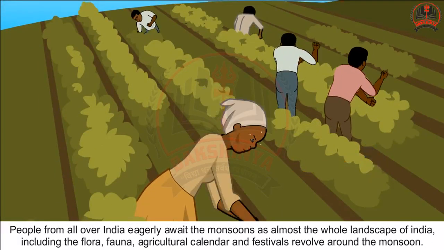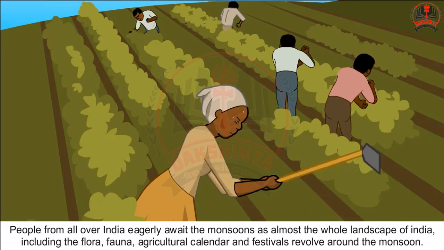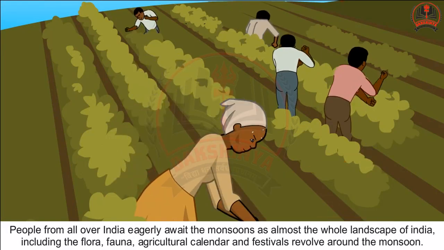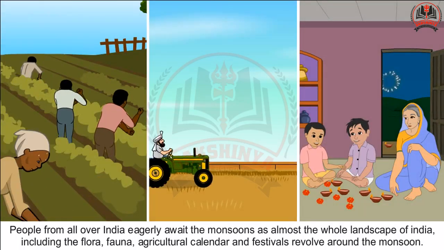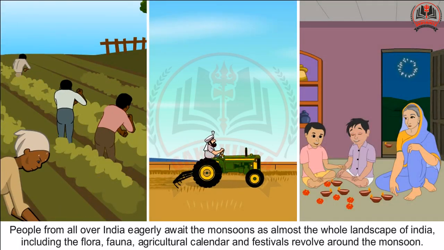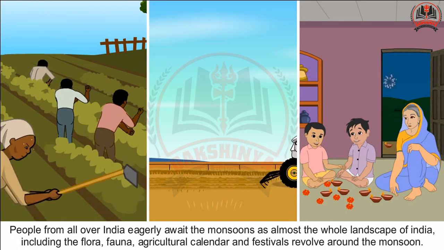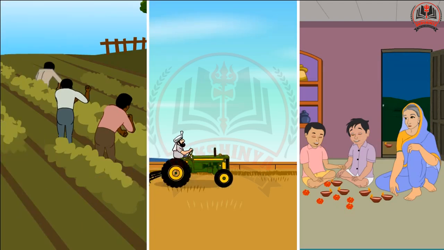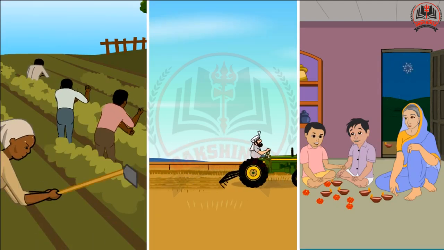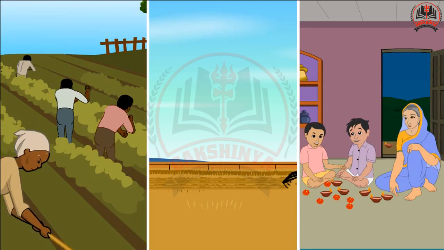People from all over India eagerly await the monsoons as almost the whole landscape of India, including the flora, fauna, agricultural calendar, and festivals, revolve around the monsoon. It seems to have a unifying effect on the people of India.